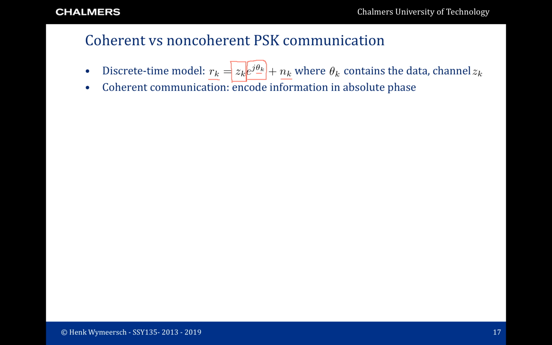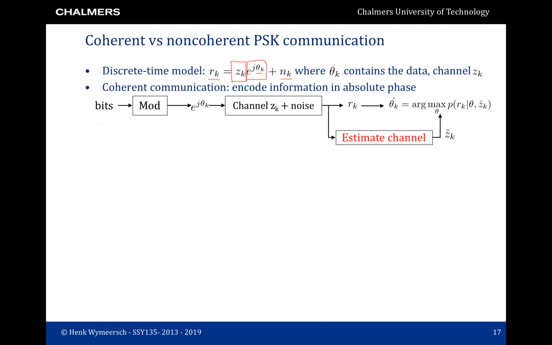In coherent communication, we encode information in the absolute phase, theta k. So this works as follows. We have certain bits, we map them to MPSK, so then we have these phases. Then we send over the channel Zk, we add noise, we have an observation Rk. What we do is we have a whole bunch of those observations, and if the channel is approximately the same for all of those, we can reserve a few of those phases e to the power j theta k for pilot symbols.